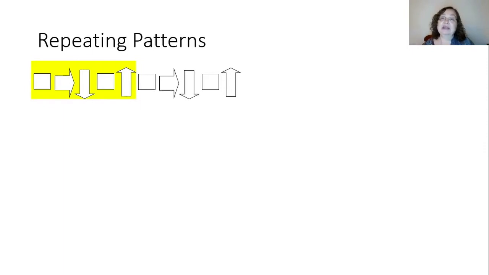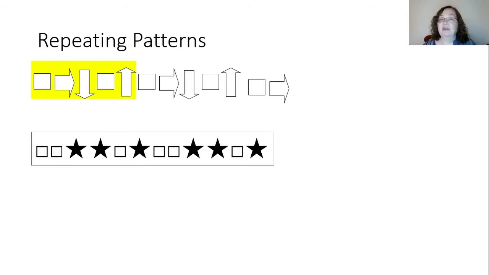So if I wanted to extend this pattern, what would be the next two shapes that I would show? Did you say square, right? That's right. Okay, now here's another one. I have square, square, star, star, square, star. Square, square, star, star, square, star. Can you see where the core of that pattern is? Right there, right? That's the part that keeps repeating over and over again.